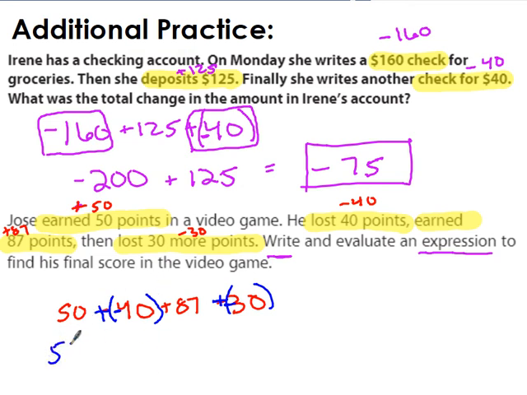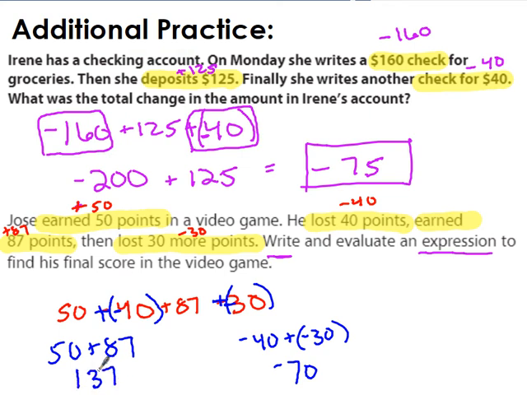So really I have 50, I'm going to rewrite it real quick, 50 plus 87. And I also have negative 40 plus negative 30. I'm combining my negatives and I'm combining my positives. And I did this because this makes it so I don't have to do as much subtraction. Negative 40 plus negative 30 is negative 70. 50 plus 87 is 137. Now what I can do is I'm really doing 137 minus 70.